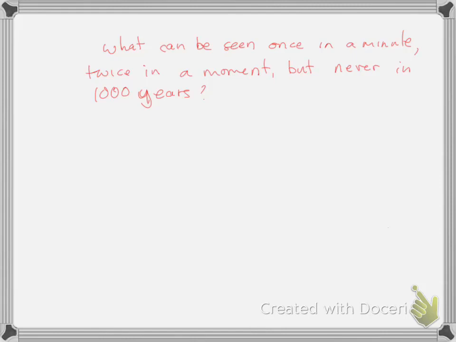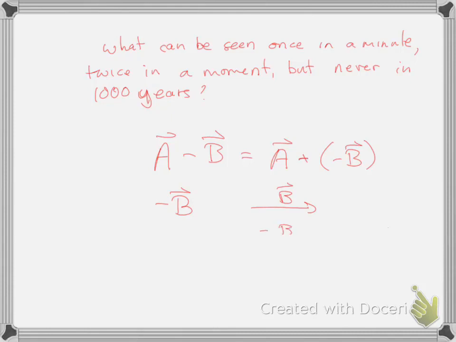Don't forget that subtracting a vector, a minus b, is the same as adding two vectors, a plus a negative b. And remember that a negative of a vector is just the vector turned around, right? So if b is this, then negative b is that. Whoops, negative b is that. Whoops, that was a bad drawing.